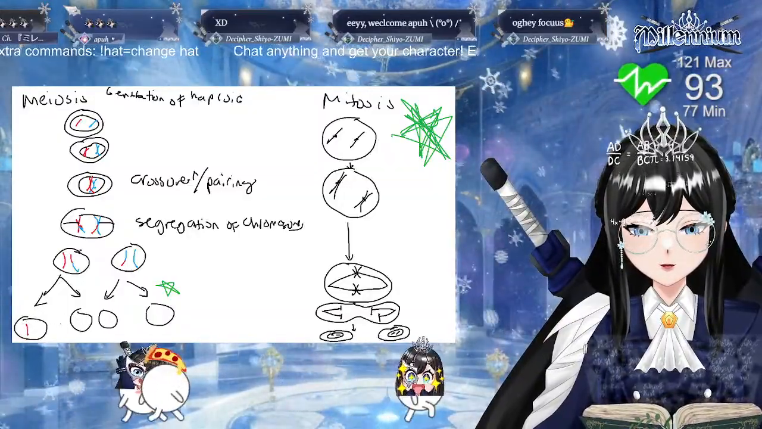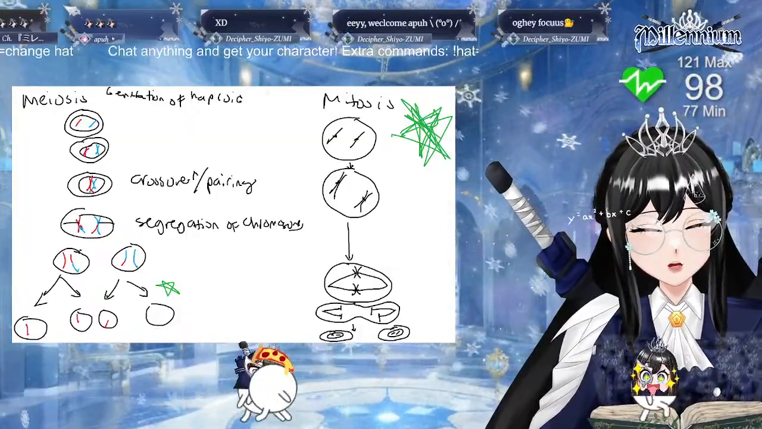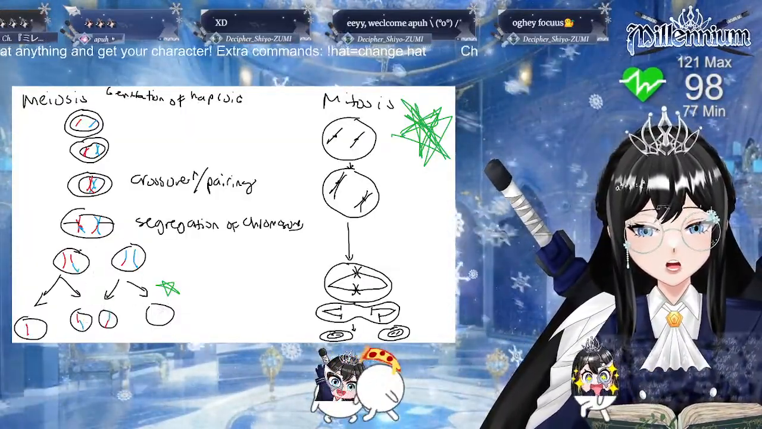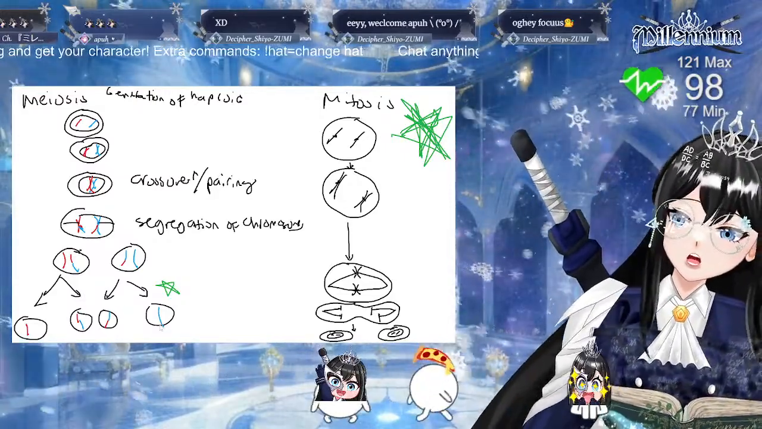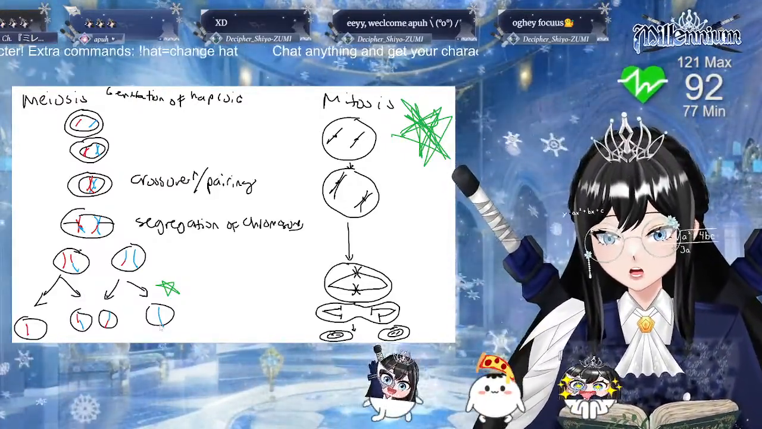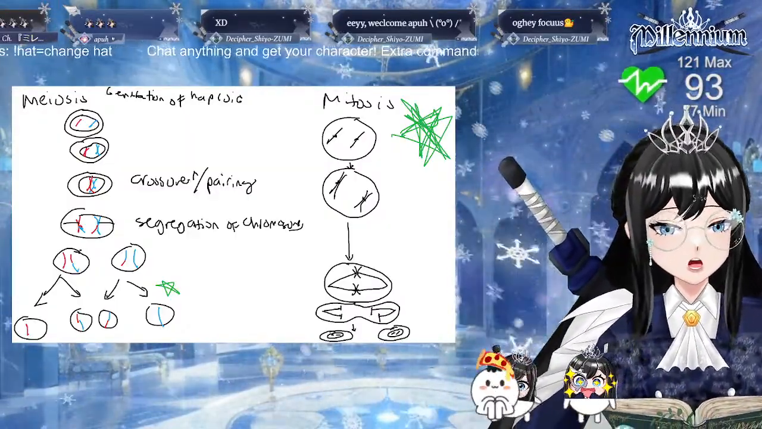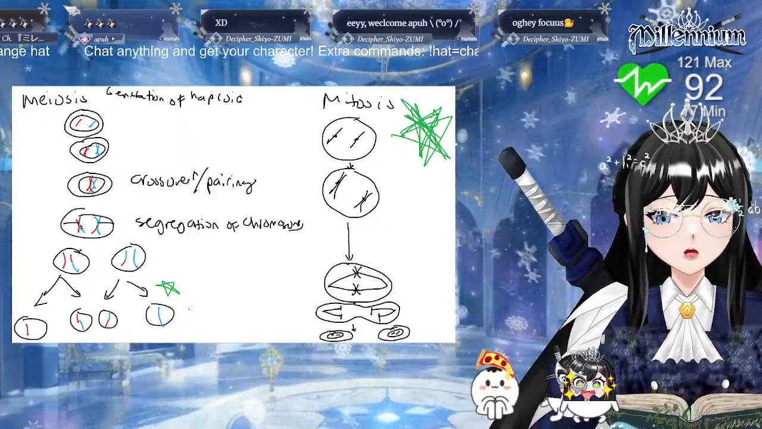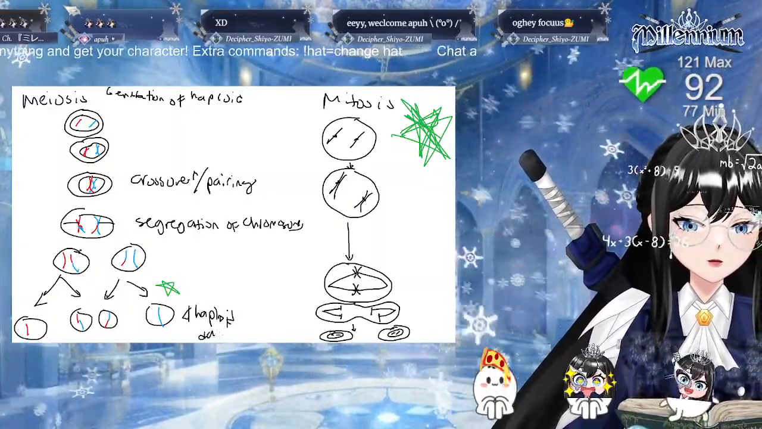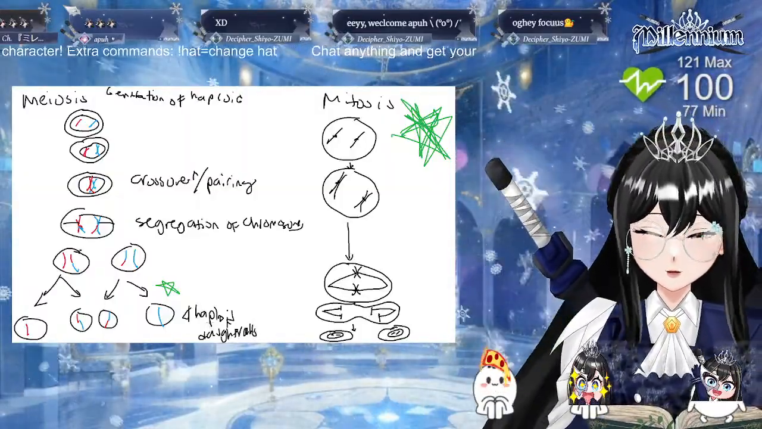Red. Half a red. And this one has a little bit of red. Now you're half a blue, and a bit of blue. So see, that's how those are all different. Booyah. So you have 4 haploid daughter cells.